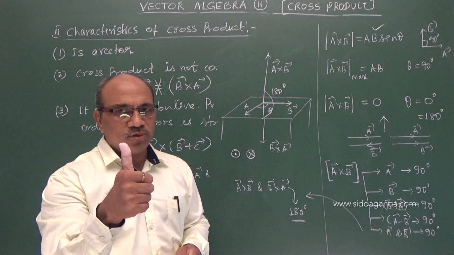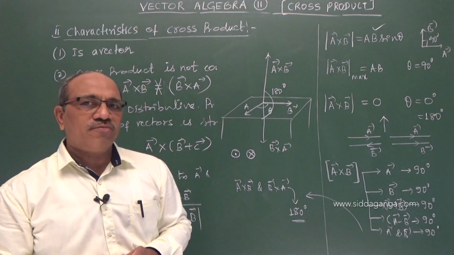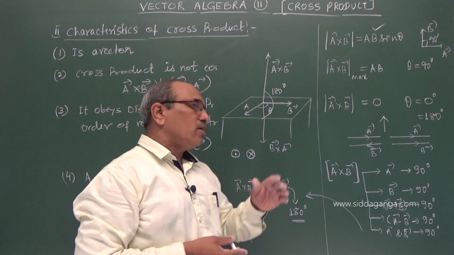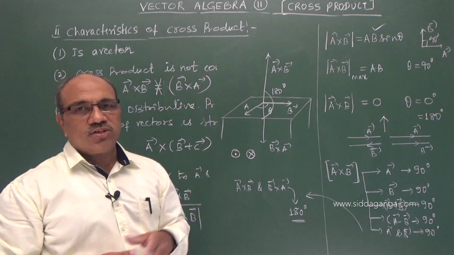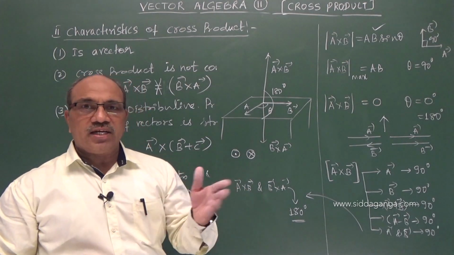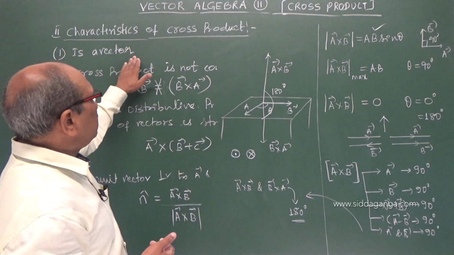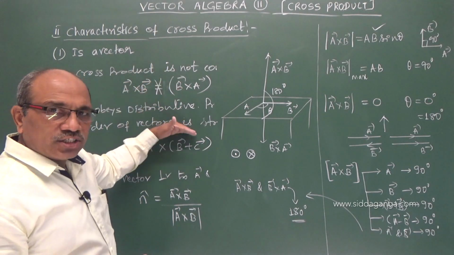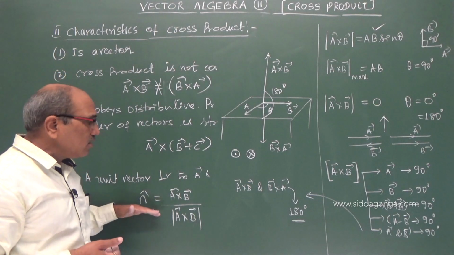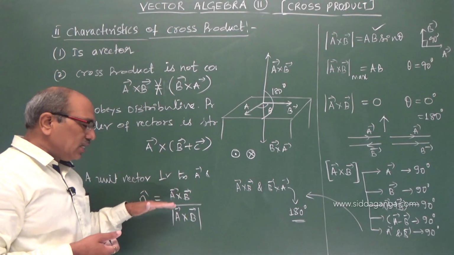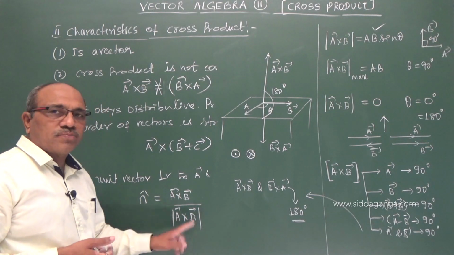So right hand thumb rule or right hand screw rule, whichever seems easier for you, you have to follow it, because in physics, in various chapters, we apply this vector concept of cross product to find the directions of magnetic field, electric field and all those. So again, as a vector, it is not commutative, but distributive holds good. The unit vector perpendicular to both A and B is A cross B divided by the magnitude of A cross B.